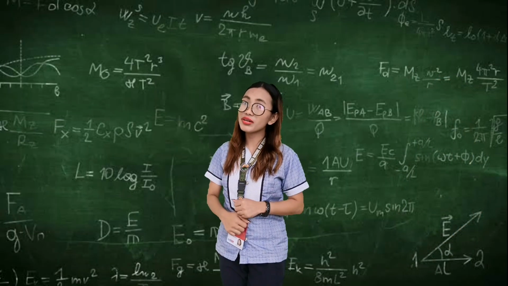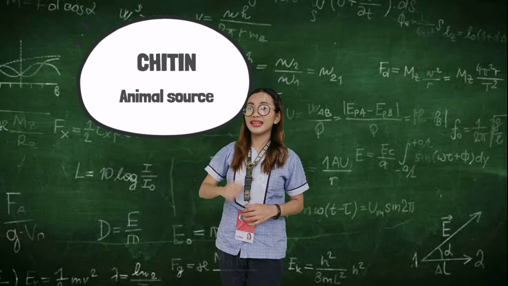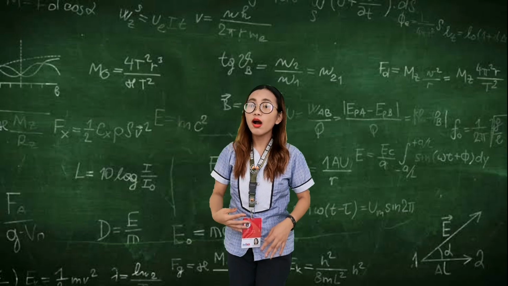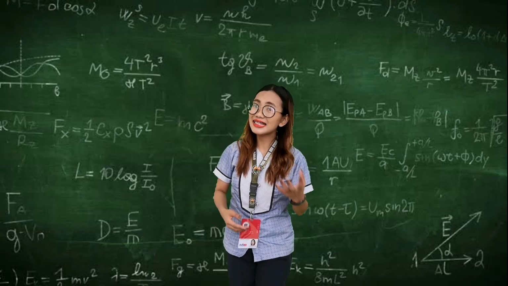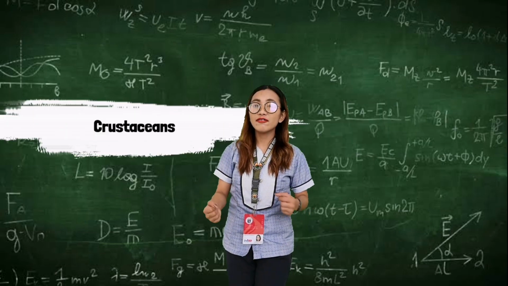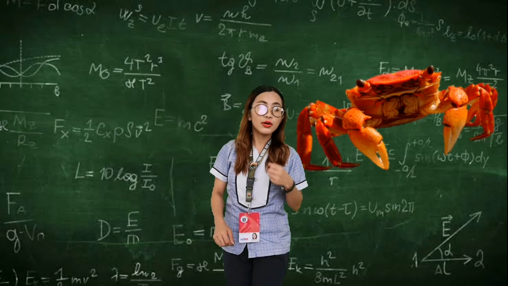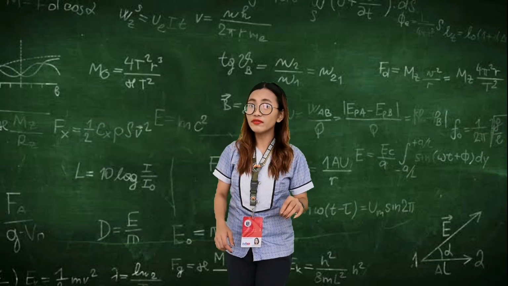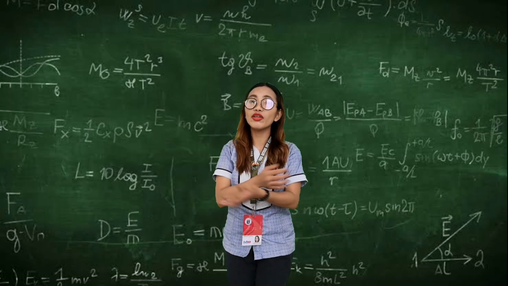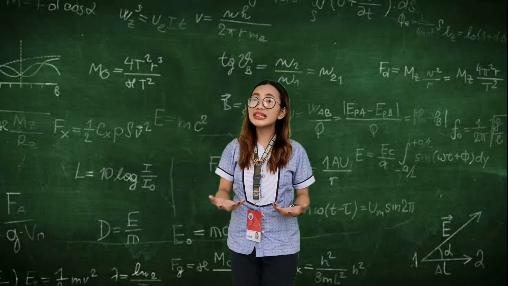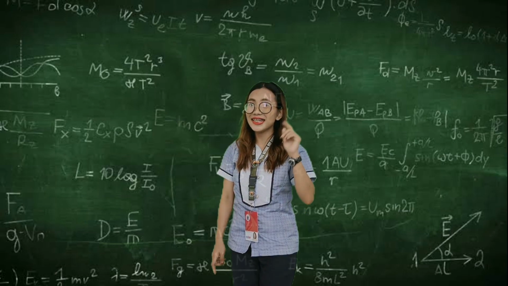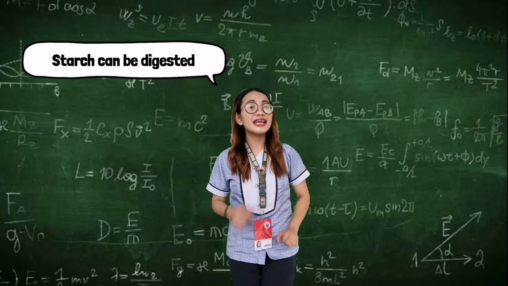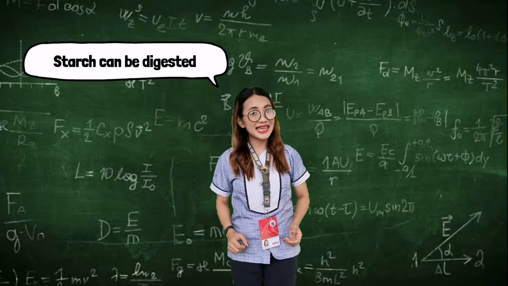Another example of polysaccharide is chitin, the outer covering of the body of some animals like insects and crustaceans. These are your crabs, grasshoppers, your scorpions. This serves as a protection for their body, which is mostly made up of chitin. Unlike cellulose and chitin, starch can be digested.